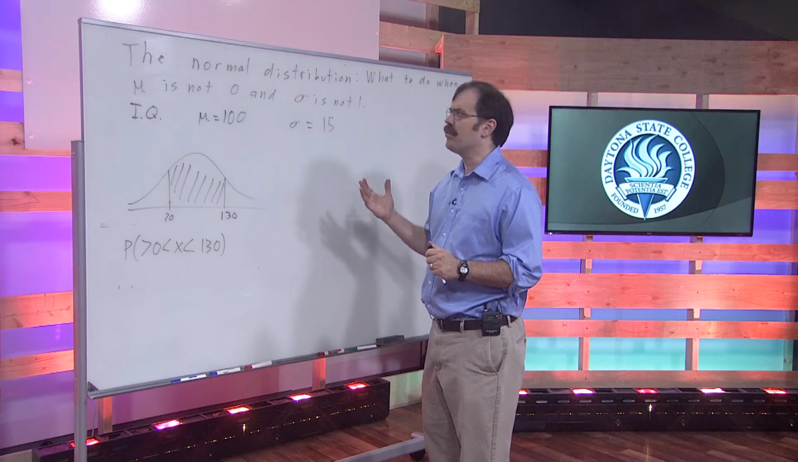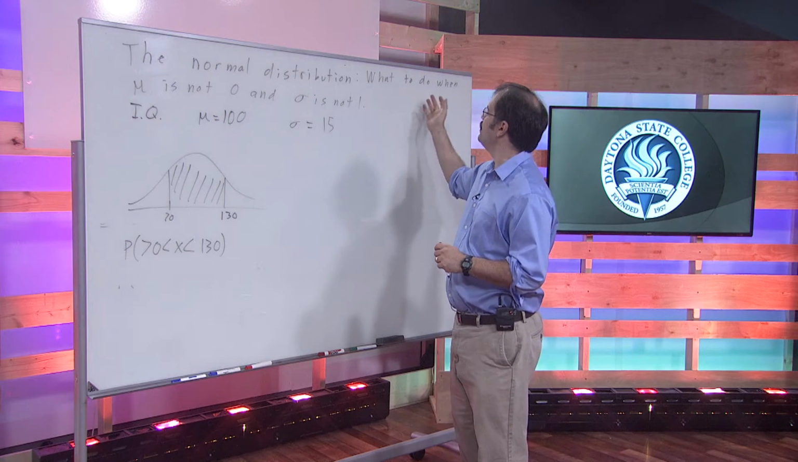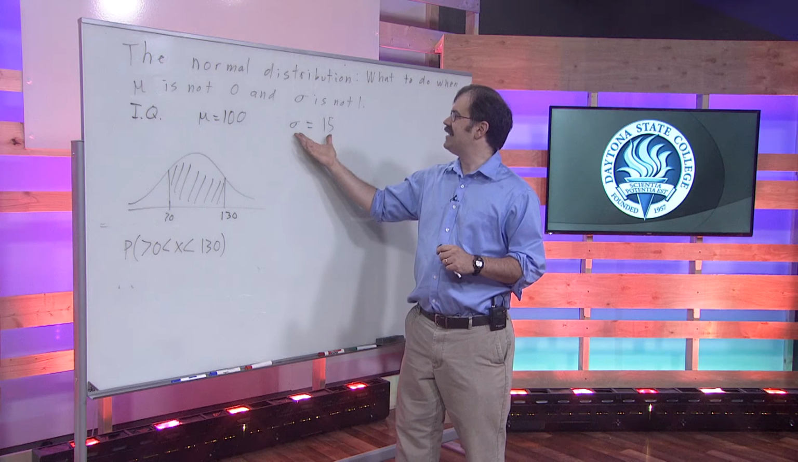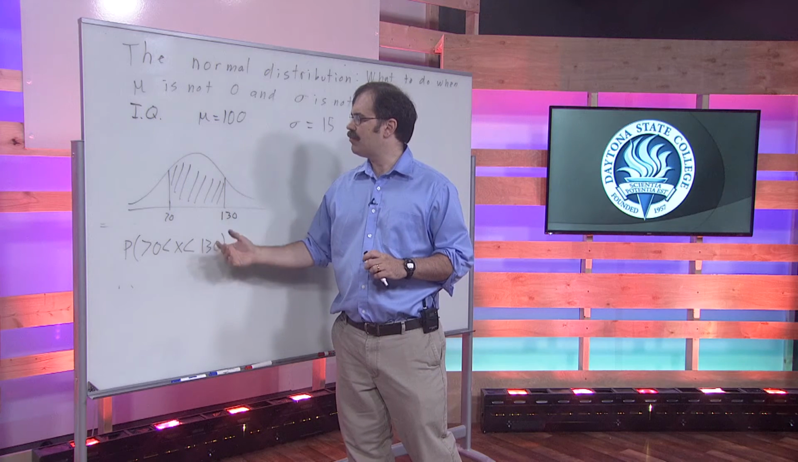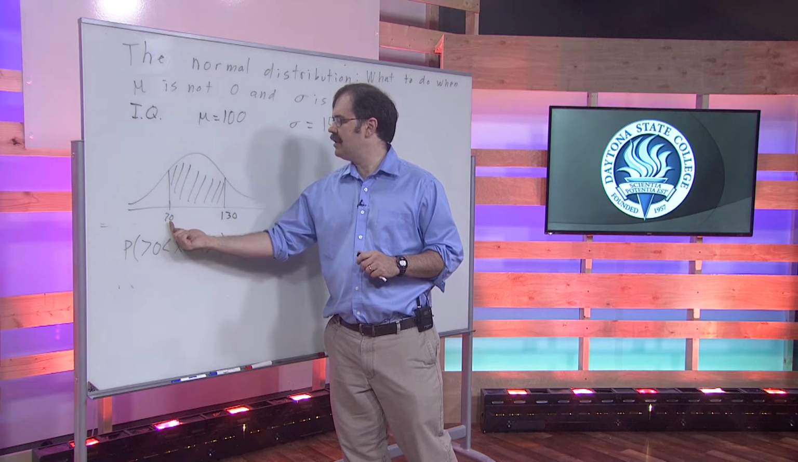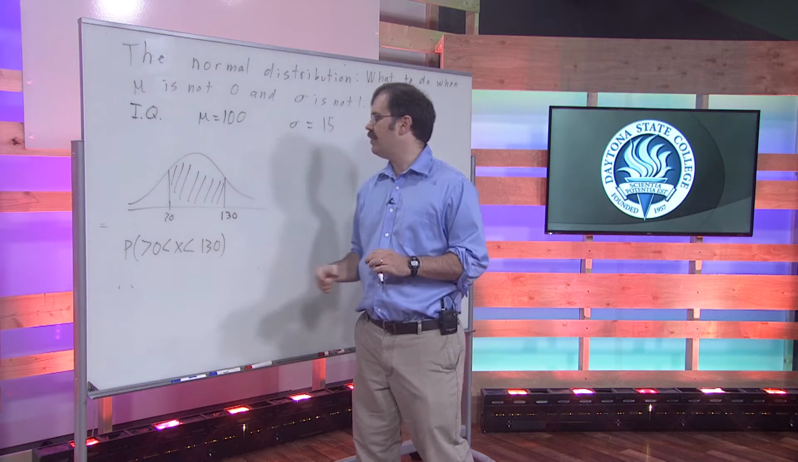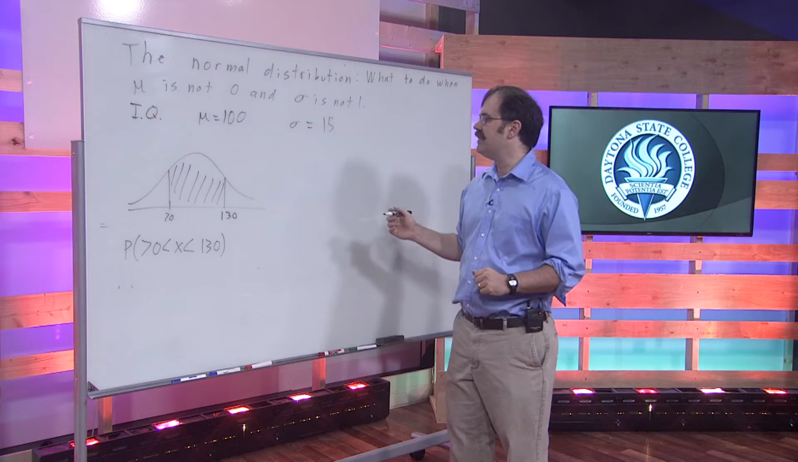So let's try another one of these examples. Let's look again where we've got a normal distribution, we've got a mean of 100, we've got a standard deviation of 15. We want to look at what's the probability of getting an IQ for a randomly selected person between 70 and 130. And again, we're going to use the same trick that we used in the previous video.